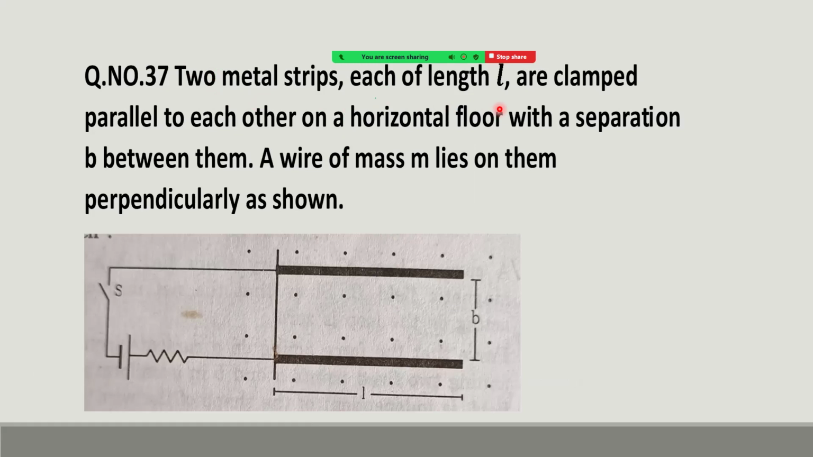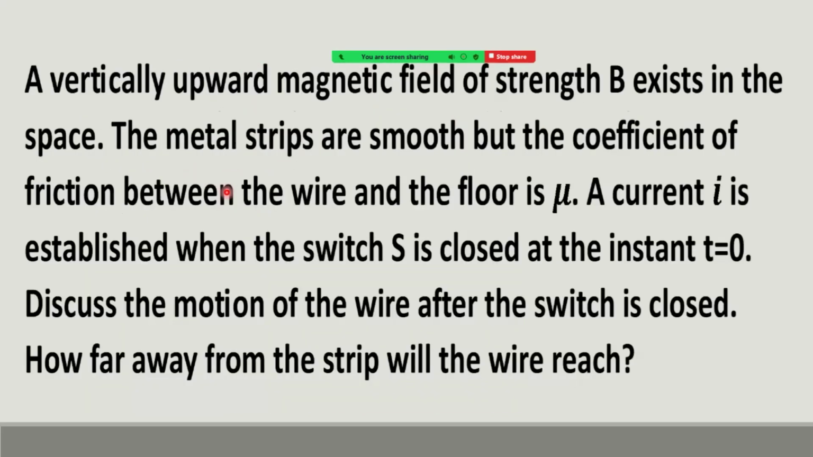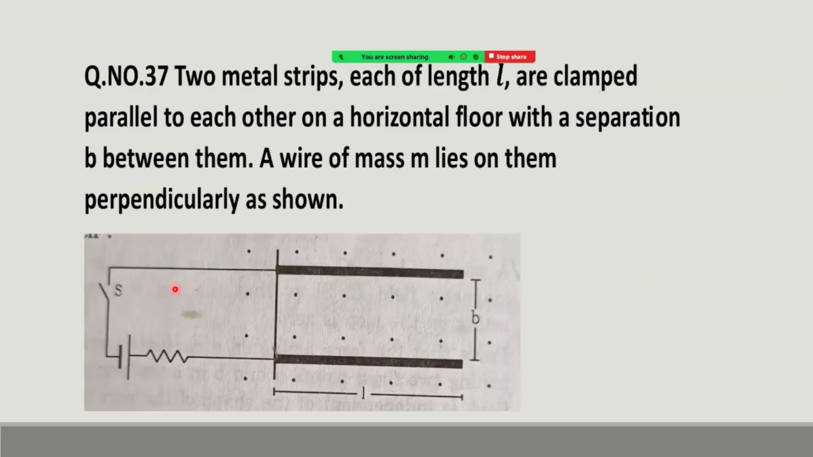Two metal strips, each of length L, are clamped parallel to each other on a horizontal floor with a separation b between them. A wire of mass M lies on them perpendicularly as shown. A vertically upward magnetic field of strength B exists in the space. The metal strips are smooth, but the coefficient of friction between the wire and the floor is mu. A current I is established when the switch S is closed at the instant t equal to 0. Discuss the motion of the wire after the switch is closed. How far away from the strip will the wire reach? Okay, this is the question given.